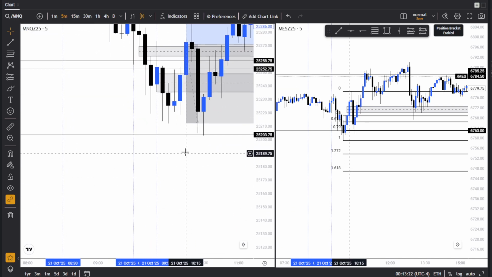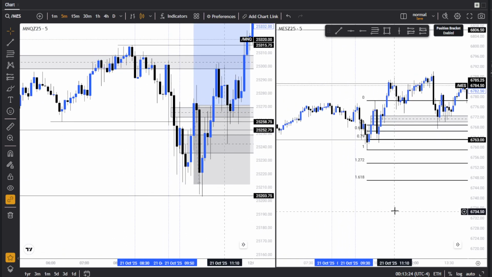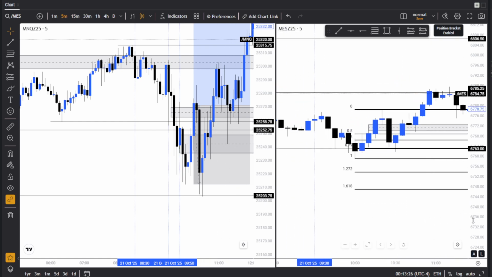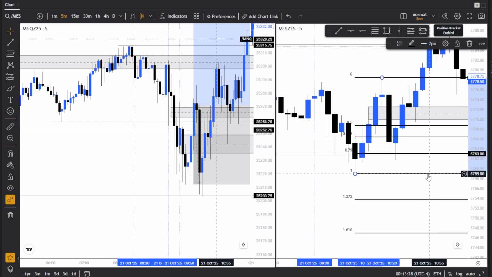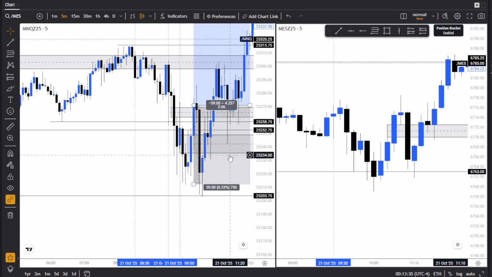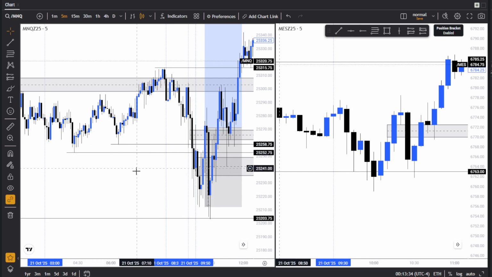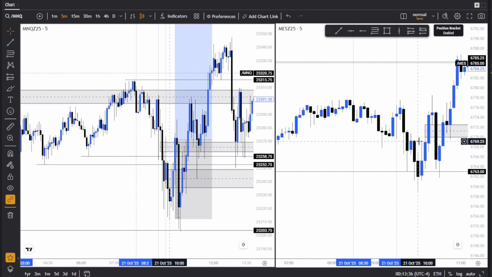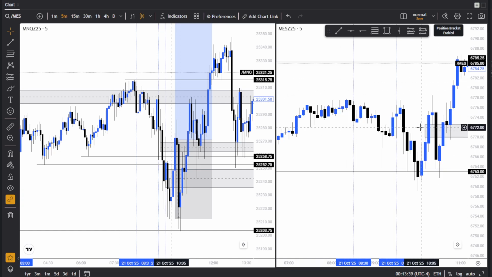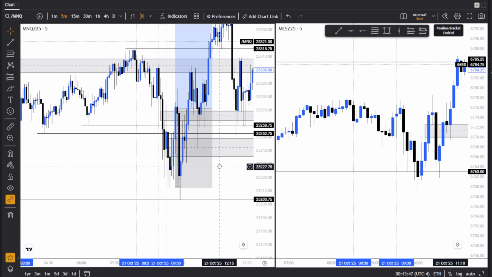Okay, so what I was looking for is, actually we don't even need this. What I was looking for is for us to take out these lows, potentially create an SMT with ES, right? Because we ended up taking these lows right here, and ES was still all the way up there. Okay, but that didn't happen. So then I kept waiting.